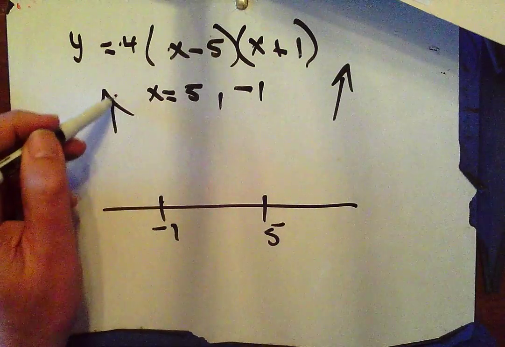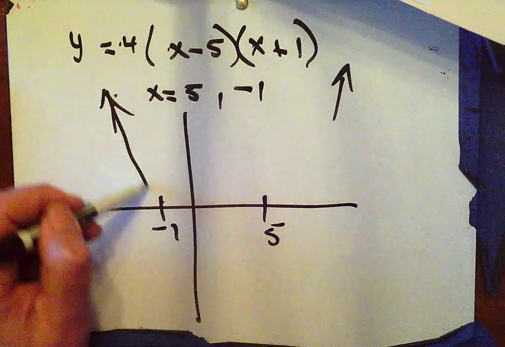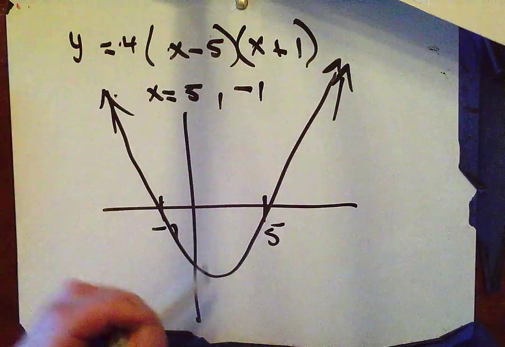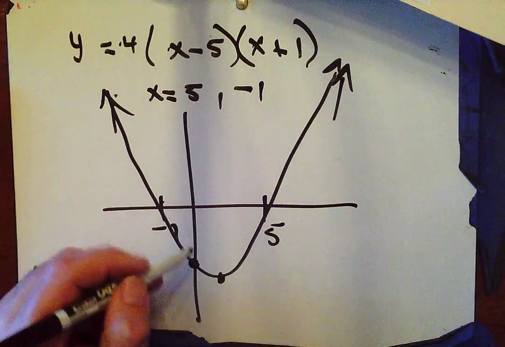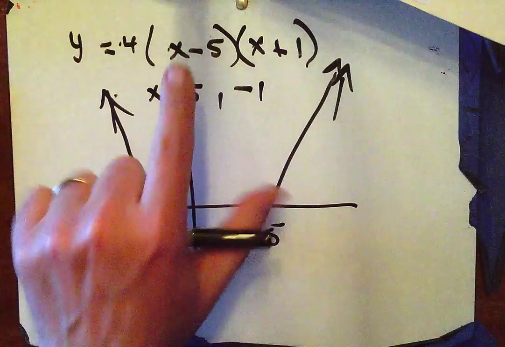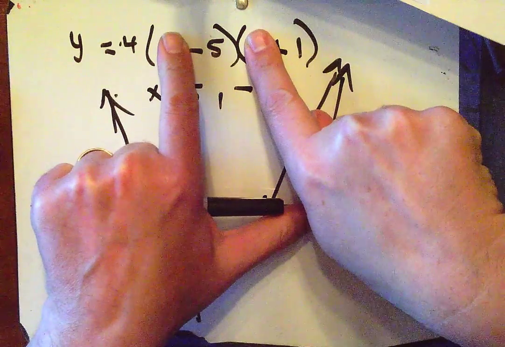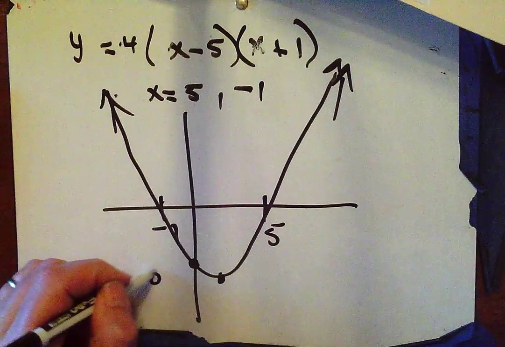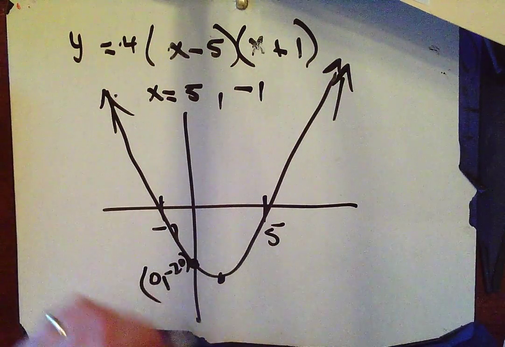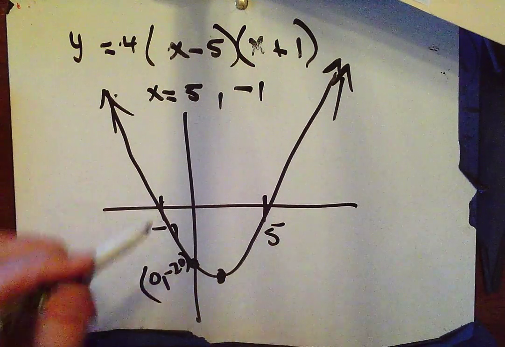These are x-intercepts, and I have a choice as to whether I want to find the vertex or the y-intercept. I myself like the y-intercept because I'm just going to cover these up and say 1 times -5 is -5, and -5 times 4 is -20. So this is (0, -20).